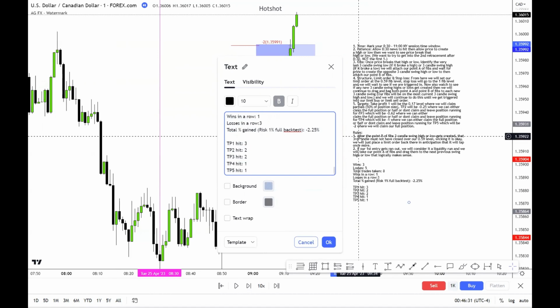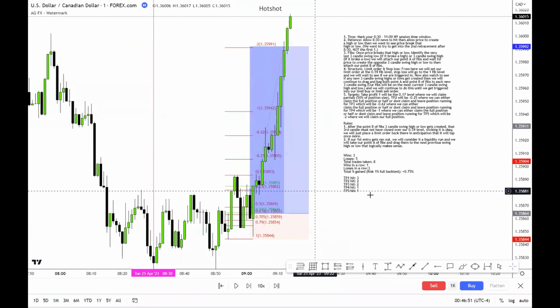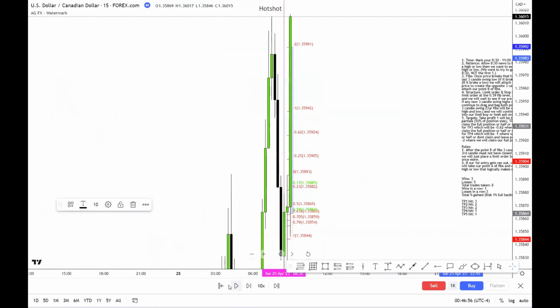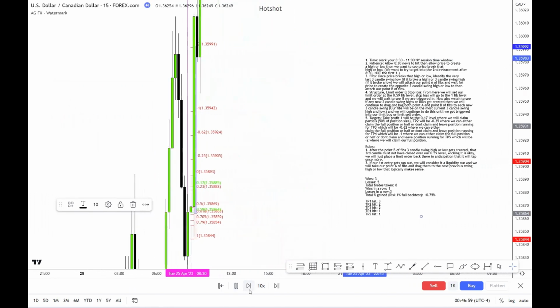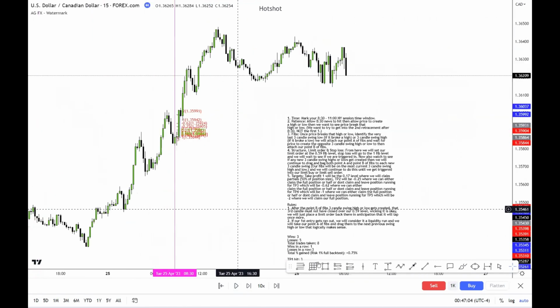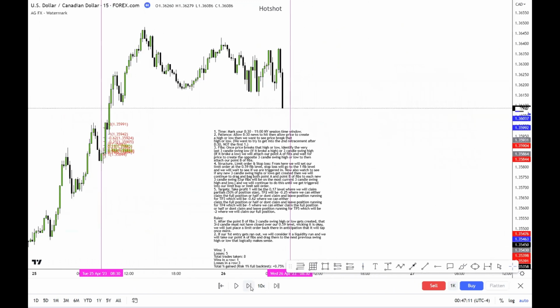Let's do this. So negative 2.25 plus 3, so we'd be up 0.75. Okay. We would have held for that. Okay. Let's go to the next day. I don't think we went too far. Let's see. No, we didn't. Okay, cool.